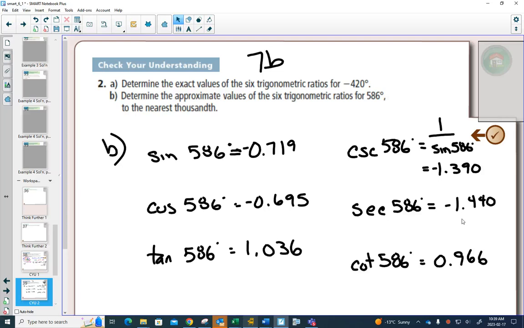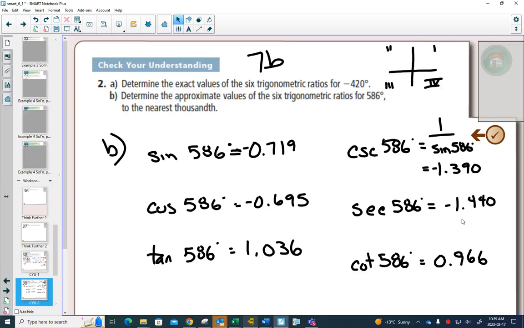Now, if I asked you what quadrant is 586 degrees in, is it in quadrant 1, quadrant 2, quadrant 3, or quadrant 4? Again, a little review, a reminder. This is quadrant 1, this is quadrant 2, this is quadrant 3, and that is quadrant 4. So where's 586? Okay, maybe you've got in your head, if you came up with quadrant 3, you are correct.